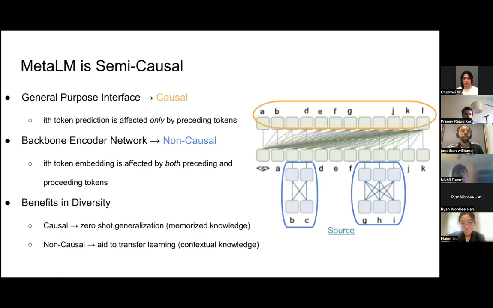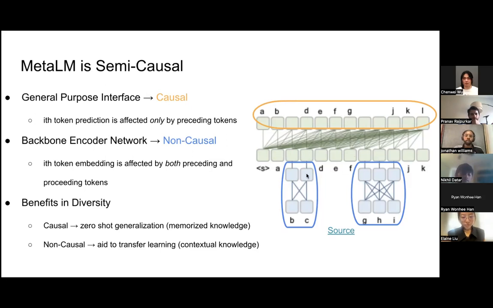And so the MetaLM model is semi-causal. The general purpose interface, which is the component of the model I was just talking about, is causal. So when it predicts the next token, let's say, for example, I wanted to predict this G token, it takes in the context of only the preceding tokens. So it processes the start token, the A, B, C, D, E, and utilizes all that prior information only to predict what the next G token should be. That's what causal means, looking at preceding data in order to make our current prediction.